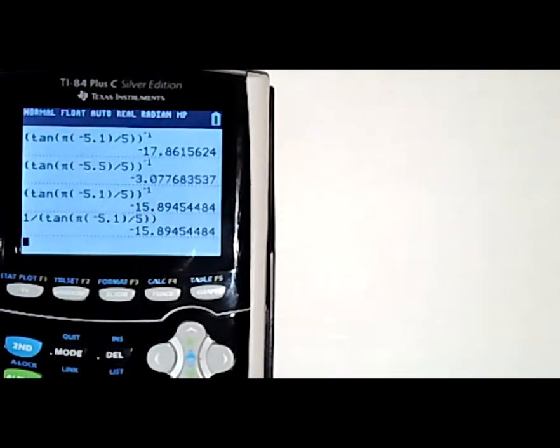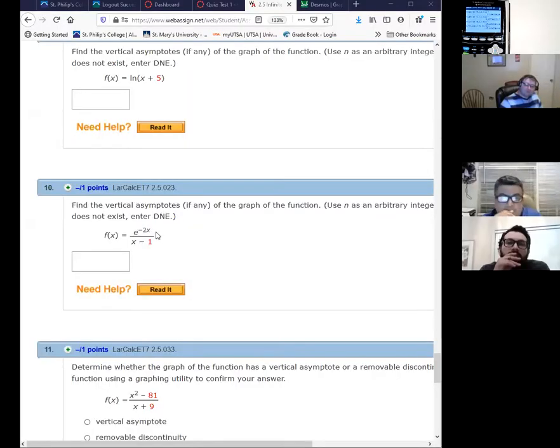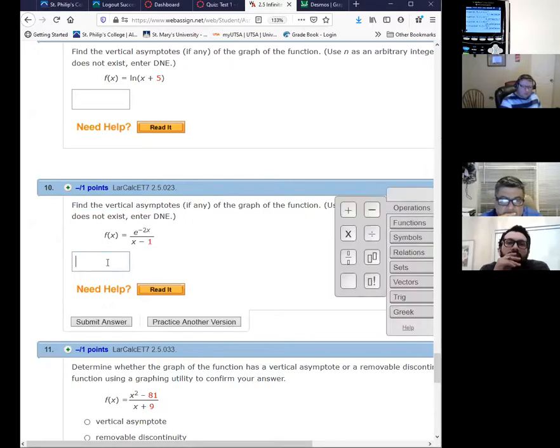Number 10, you said, right? Yes. So let's find the vertical asymptote. It looks like it'd be whatever causes division by 0. That's what creates a vertical asymptote. So I would simply say x equals 1.